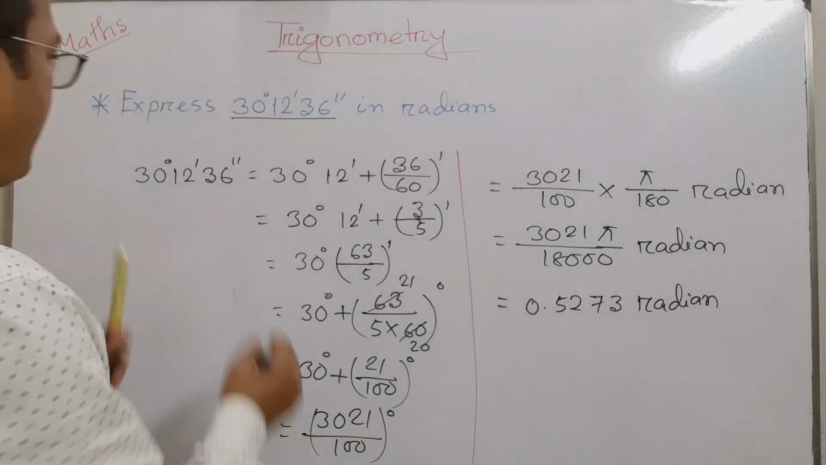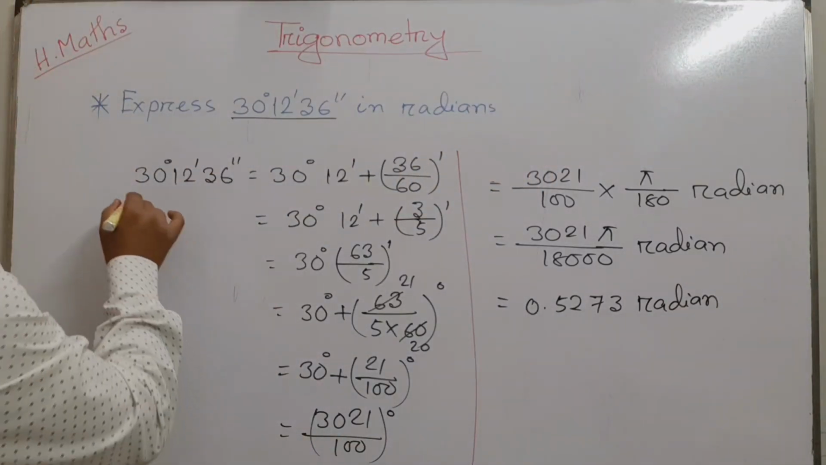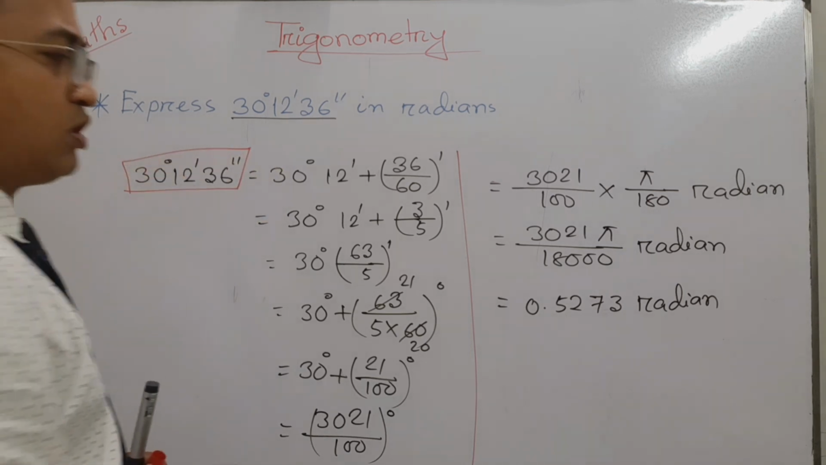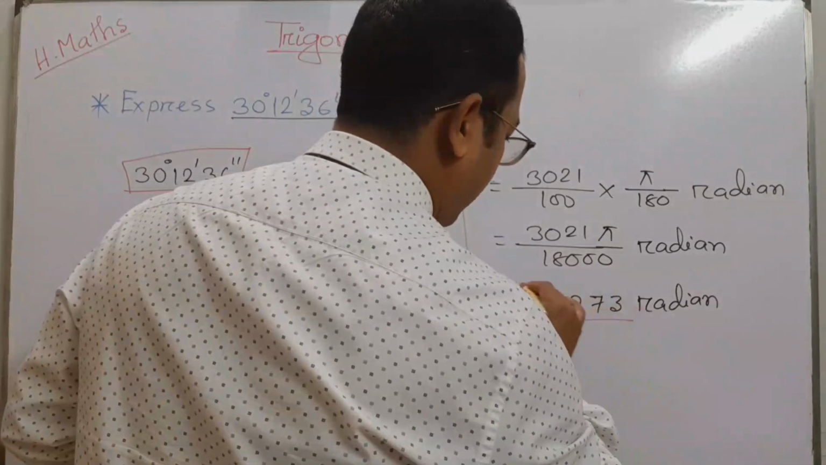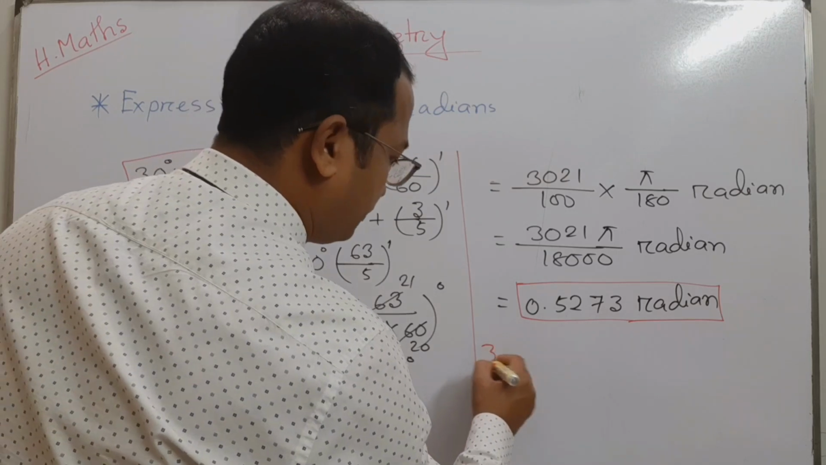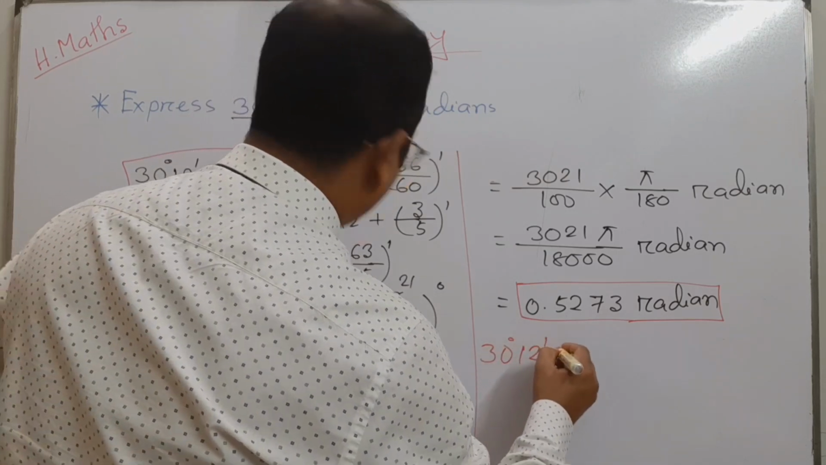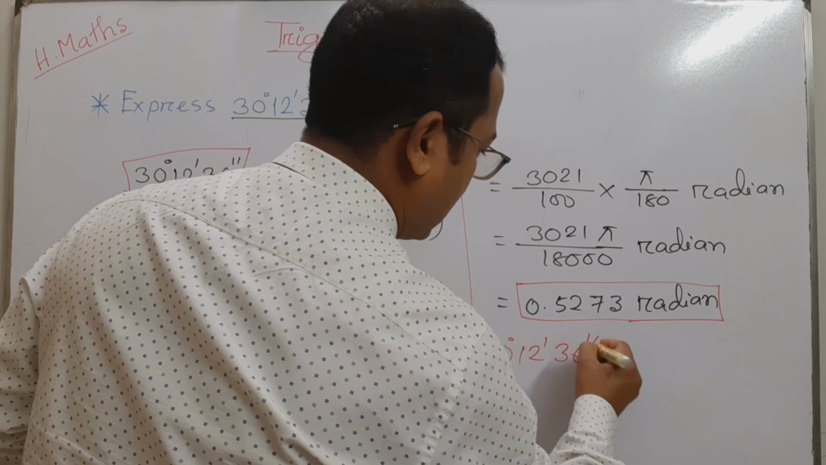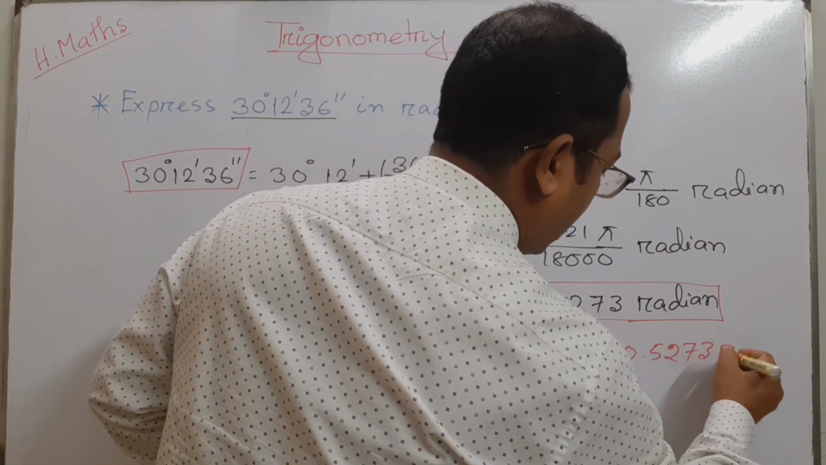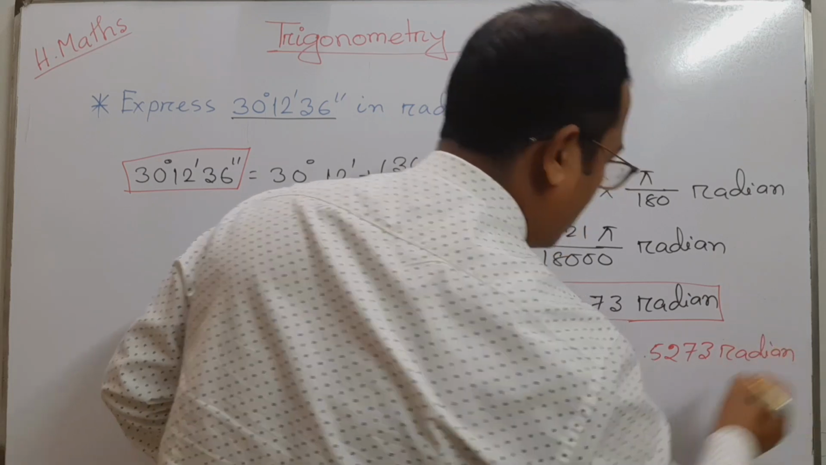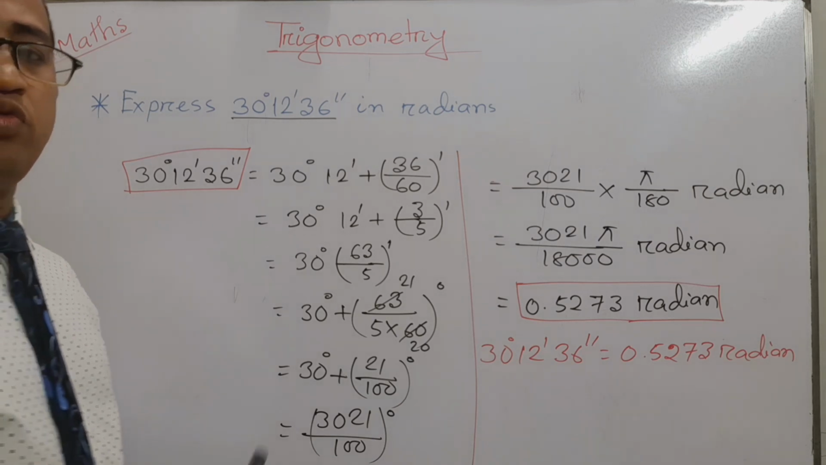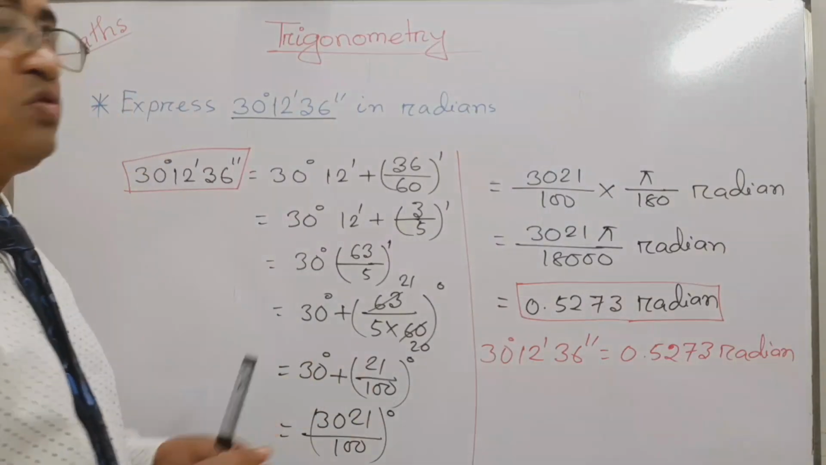So we can say 30 degree 12 minute 36 second is equal to 0.5273 radian. So we can convert degree to radian. Similarly, we can convert radian to degree.